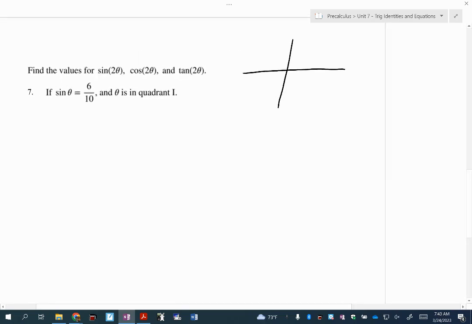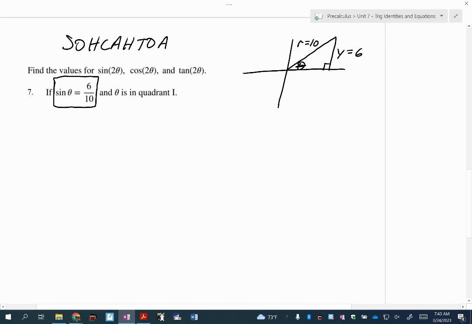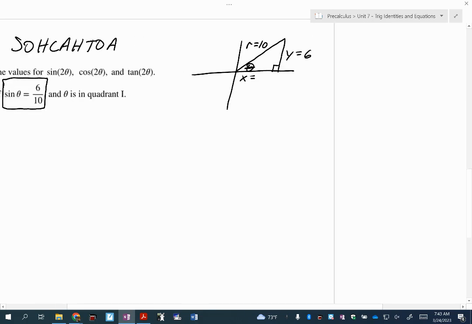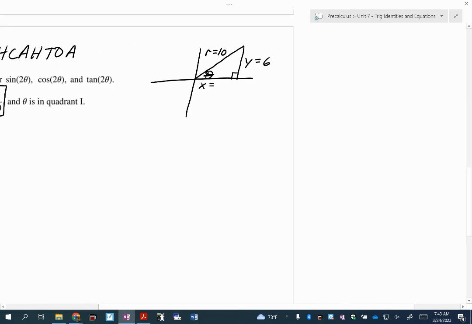If I make the triangle, it says theta is in quadrant 1. So here's my theta. I'm being told that the sine of theta is 6/10. Remember, you are going to need to think about SOHCAHTOA on this one. Sine is opposite over hypotenuse, so my y value is going to be 6, and my hypotenuse, or r, is going to be 10. So that leaves me trying to find x. If you don't know how to find x, make sure you know the Pythagorean theorem. If you don't know that this is a special one, I have x squared plus 6 squared equals 10 squared. So that's x squared plus 36 equals 100.